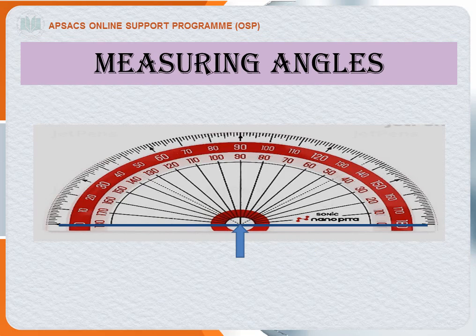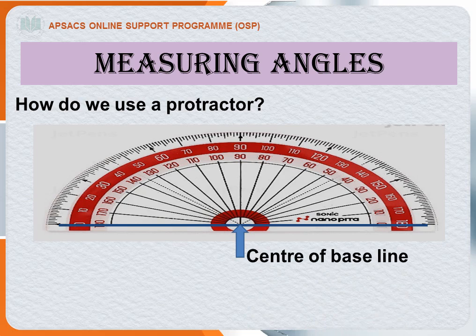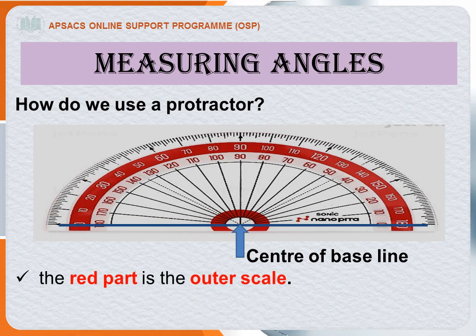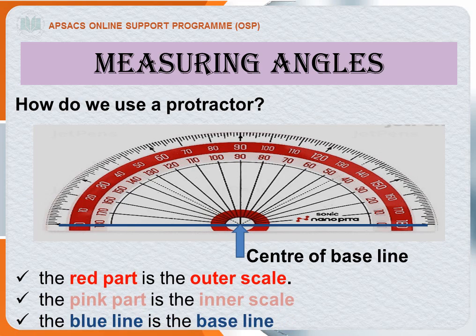Clear? Okay, look at this protractor. How do we use a protractor? Look at this blue line and the blue arrow. This blue arrow is actually showing the center of the baseline. Meaning the blue line is actually the baseline. Clear? Now see the protractor again carefully. You can see the red part, this is called the outer scale of the protractor. Clear? And a pink part, that is the inner scale of the protractor. And I've already told you that the blue line showing on the protractor is actually the baseline. Clear?